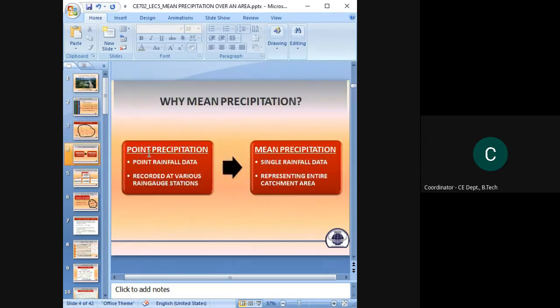See, point precipitation means these point rainfall data. We have to convert this into only a single rainfall value, which will be the average and will represent the whole catchment area. These point precipitations are recorded at various rain gauge stations only, whereas this represents the entire catchment area. So this is the mean precipitation.